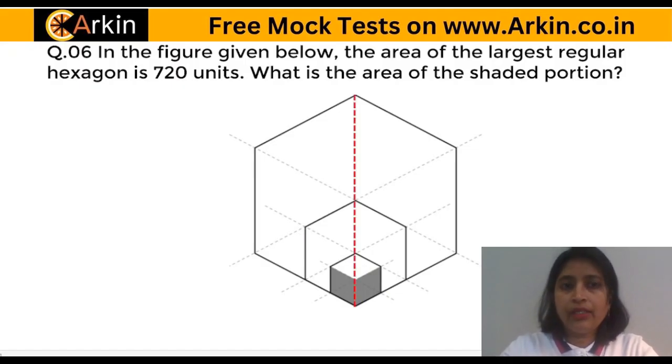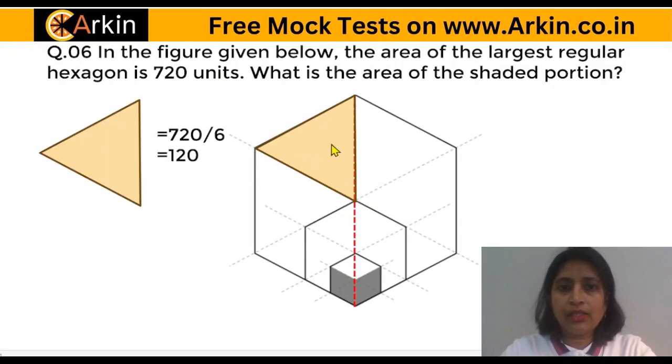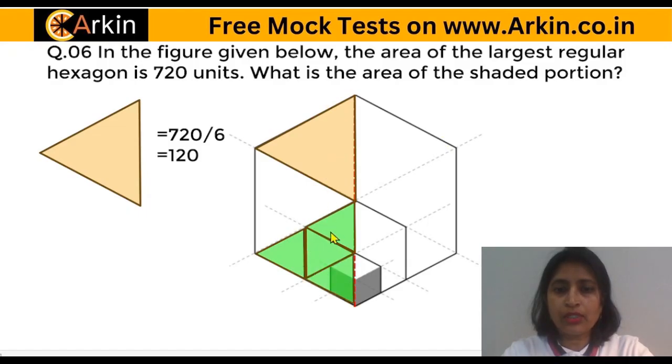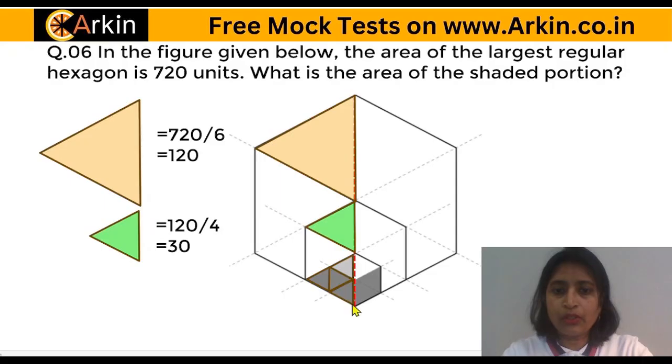So if I divide this big hexagon into smaller parts, smaller triangles, we can say that this hexagon is made up of 6 smaller equilateral triangles of this type, right? So this area is equal to 720 by 6, that is 120 units, because you can see 1, 2, 3, 4, 5, 6 triangles in this hexagon. Now if I again divide this triangle into smaller units, there are 4 such triangles, right? So if I divide 120 by 4, I get 30, that is the area of this smaller triangle. Now again, this smaller triangle here is made up of these 4 smaller triangles.